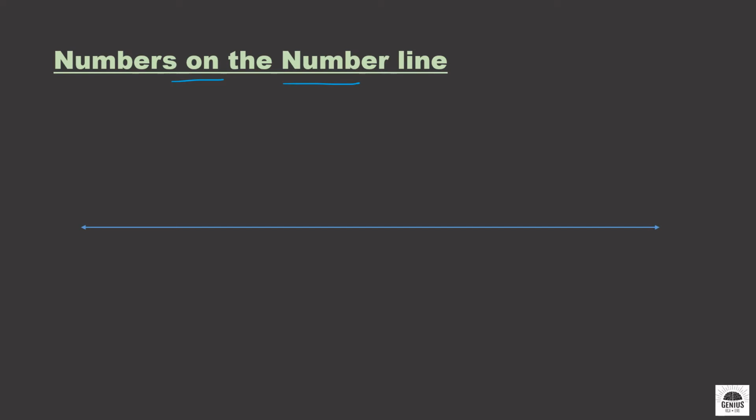So on the number line we mark a fixed point which is called 0 or the origin of this line, and on the right side of the 0 all the positive numbers are present. Okay, so we mark positive numbers on the right side of the 0: 6, 7 and so on. And on the left side of the 0, negative numbers are present. So minus 1, minus 2, minus 3, minus 4, minus 5, minus 6 and so on.